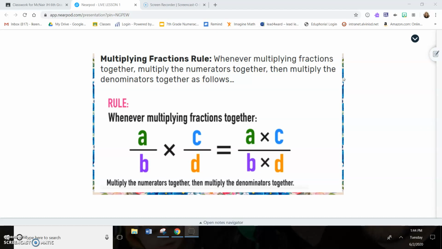Okay, so when multiplying fractions together, we multiply the numerators together, and then we multiply the denominators together. So we use this rule whenever we multiply fractions together. If my fraction was a over b times c over d, I would do my numerators first with a times c, and then I would do my denominators second with b times d. I multiply the numerators together, and then I multiply the denominators together. And that's what you see pictured in this notes page.